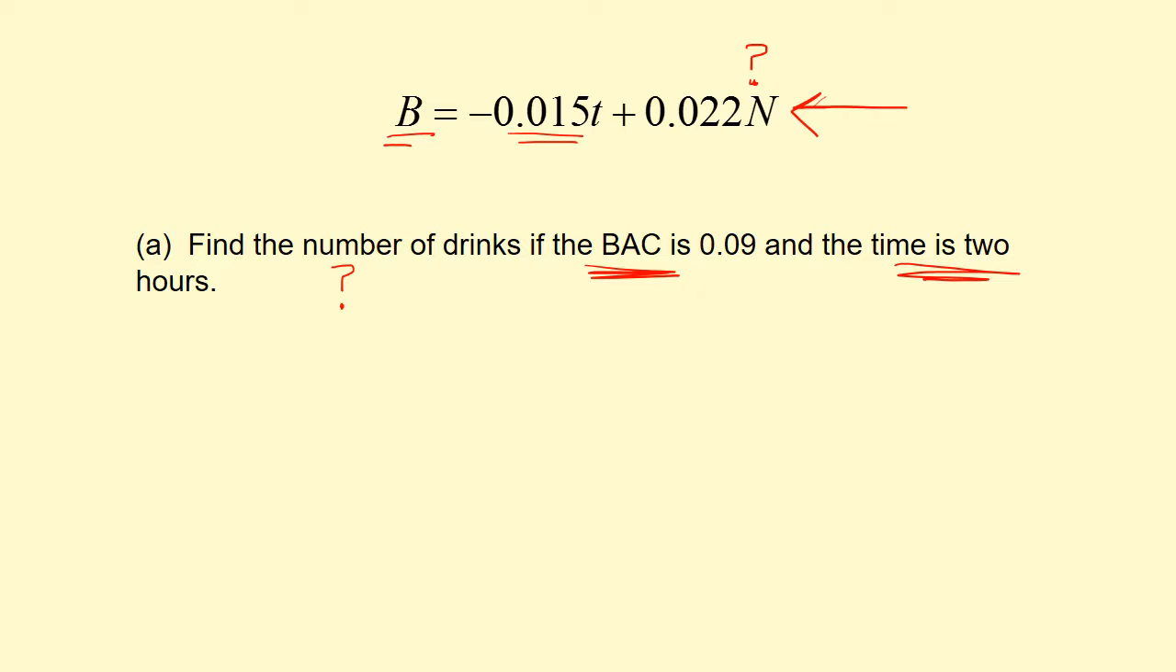So we're starting right out of the gate here, working backwards from getting the answer to finding the value of one of the variables. So you're going to plug in 2 values and solve for N.